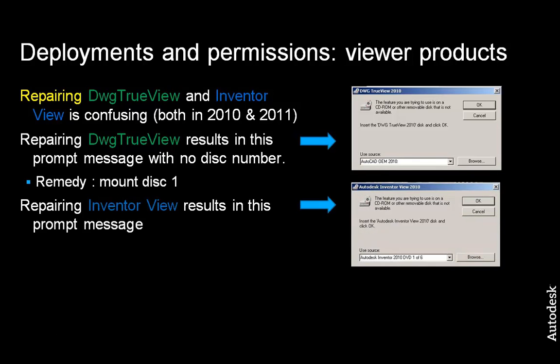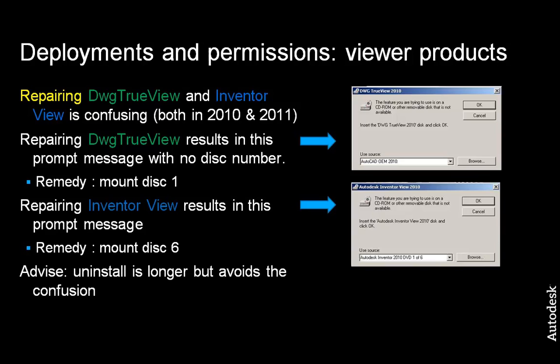A similar situation exists with the Inventor View product, where you also get a dialog on a repair, and it talks about a disk, and then it gives you the choice, and it tells you DVD 1 of 6. Well, actually you have to mount disk number 6 in this case to get out of this situation.